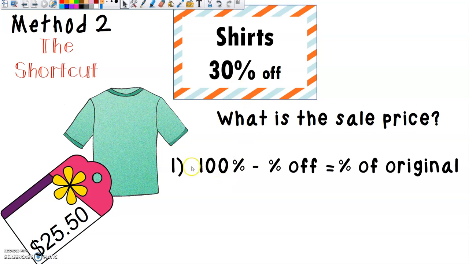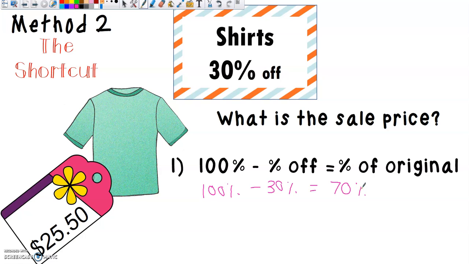So instead of looking at my cost of my shirt and then subtracting the discount, what I'm going to do is take the percent off. So I'm going to go 100% minus my percent off, which is 30% off. And that will give me 70%. So I am going to pay 70% of the original price of the shirt.